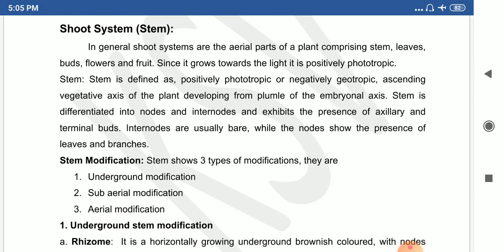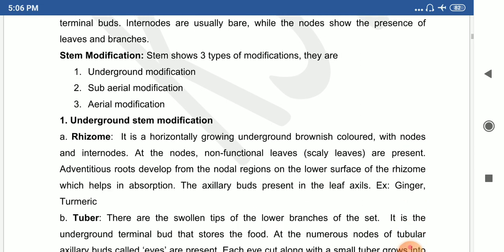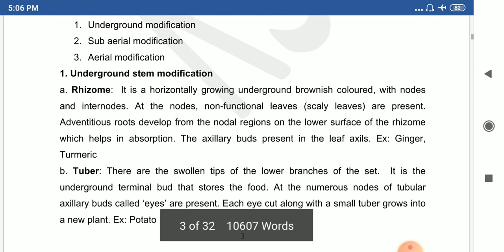The shoot is developed from the plumule of the embryo, and usually the stem may sometimes be woody and hard, or sometimes soft. Usually the stem consists of the nodal and internodal regions, and also the axillary and terminal regions. The shoot or the stem can have some modifications. Based on that, there are three types of stem modification: one is underground stem modification, second is subaerial stem modification, and third is aerial stem modification.